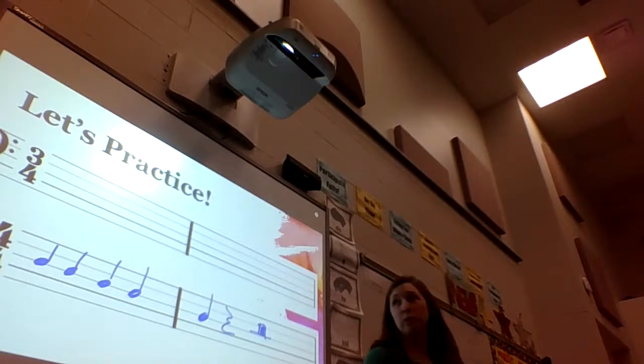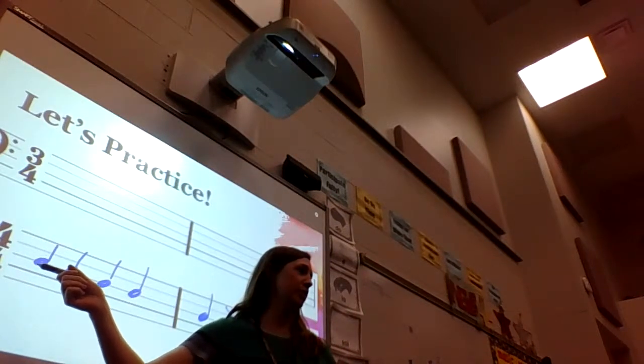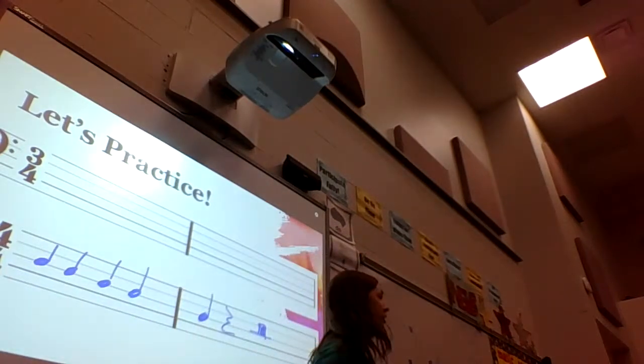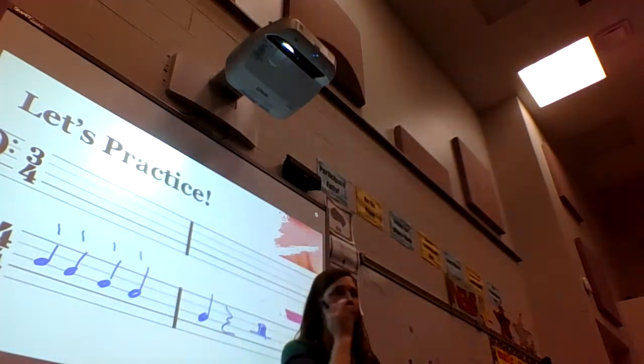So let's start with how many counts it's worth. All right, so a quarter note is worth how many in 4/4 time? We just talked about that. 1, good, right? We found that out here in this chart. So each one of these is 1, okay?